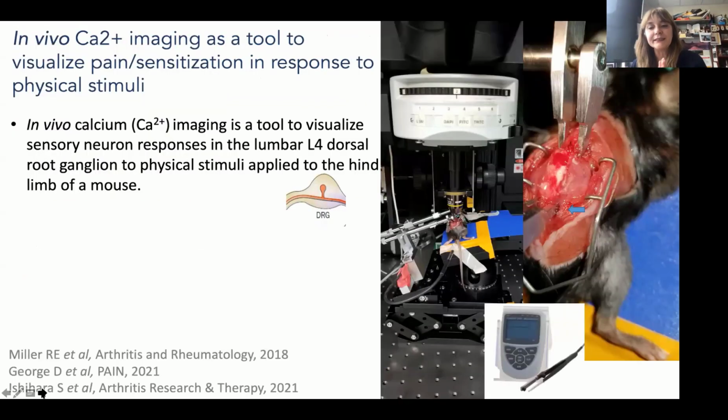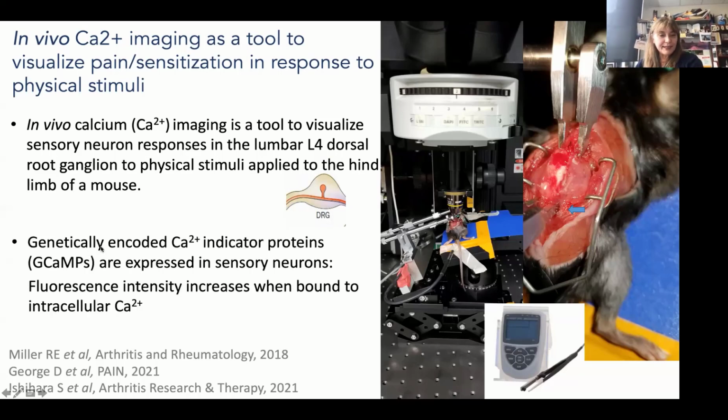So what we are doing here is we are using in vivo calcium imaging as a tool to visualize this sensitization. So what you see here is a live mouse, it's anesthetized, and we can actually expose the dorsal root ganglion. And this is, in this case, the DRG L4, can be 3 or 4. That's where the cell bodies are that come from the nerves that come from the knee. And so this mouse is alive. And what these mice are is that these mice actually express a genetically encoded calcium indicator protein in their sensory neurons. And so this indicator protein increases its fluorescence intensity when it binds to intracellular calcium. So it's a surrogate marker for activation. And so in a minute, you will see how we do this.